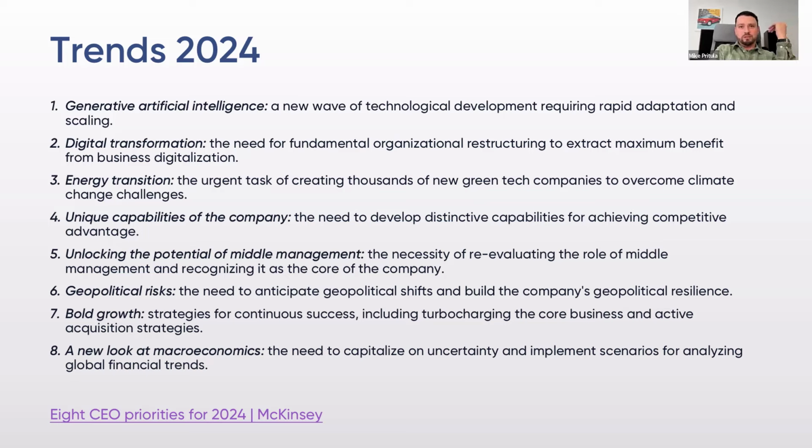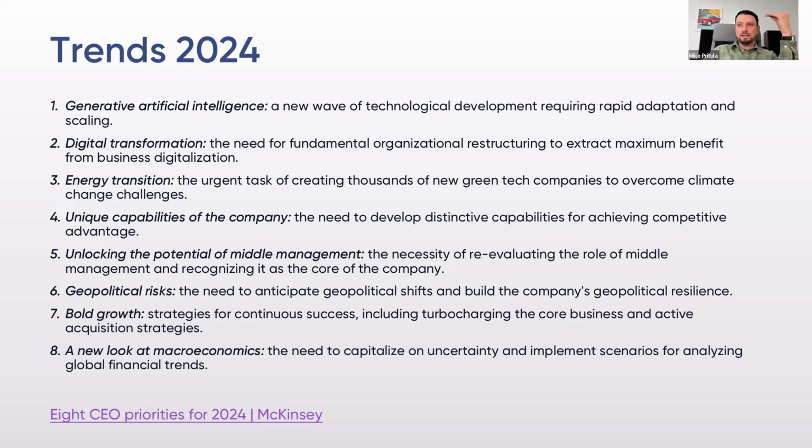A company's unique abilities are about constantly searching for what makes us better, what sets us apart, in a world where, they say, everything can be copied. And you see how the Chinese do it, copying everything. So it's a trend for every company to find that unique sauce that can set them apart. Unlocking the potential of middle management, that means working with them, betting on them, not on the top tier, but on the middle tier.